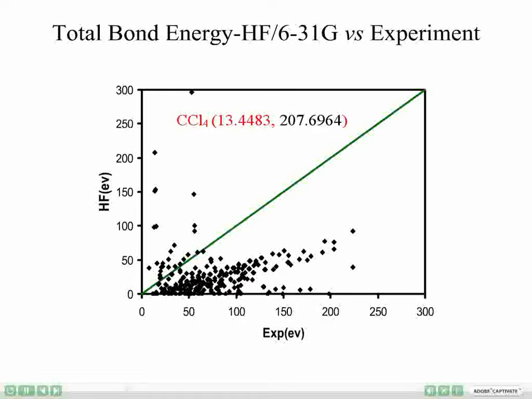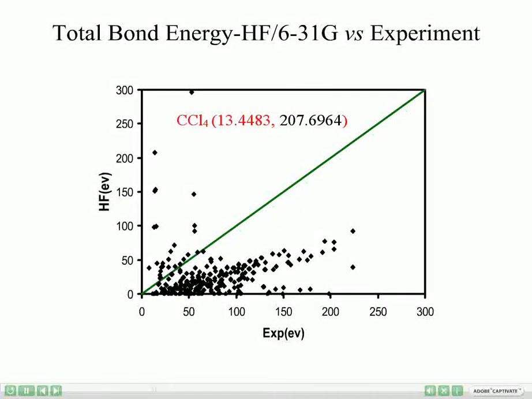For example, the experimental value for carbon tetrachloride is 13.4483 electron volts, but the calculated value is 207 electron volts. The 6-31G method does not accurately capture the behavior of electrons in this molecule.